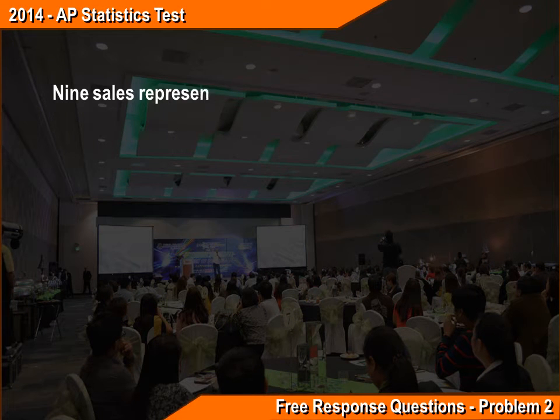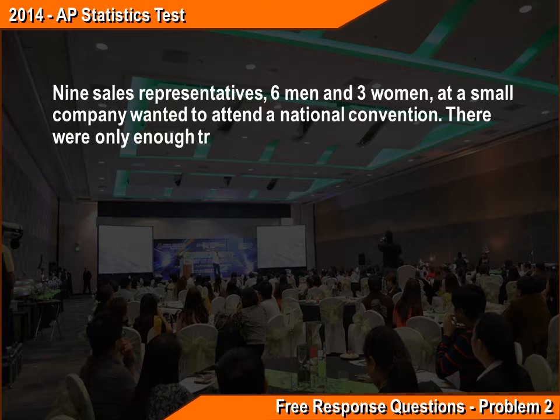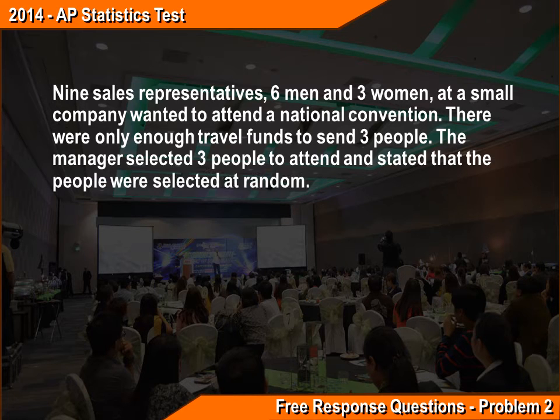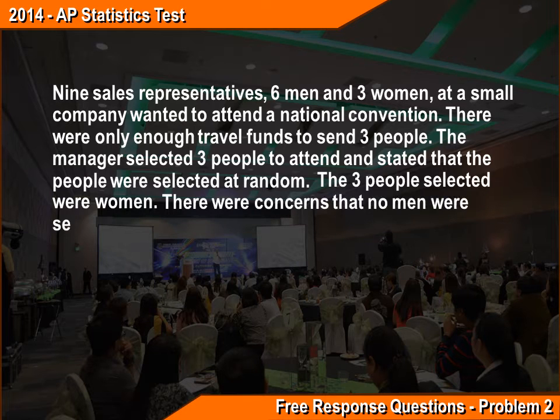9 sales representatives, 6 men and 3 women, at a small company wanted to attend a national convention. There were only enough travel funds to send 3 people. The manager selected 3 people to attend and stated that the people were selected at random. The 3 people selected were women. There were concerns that no men were selected to attend the convention.